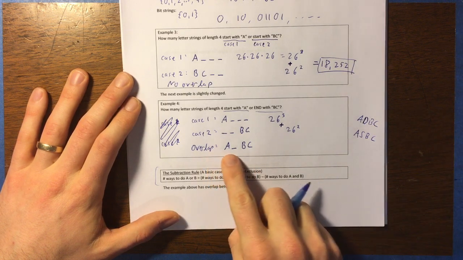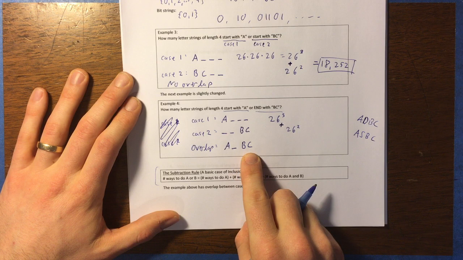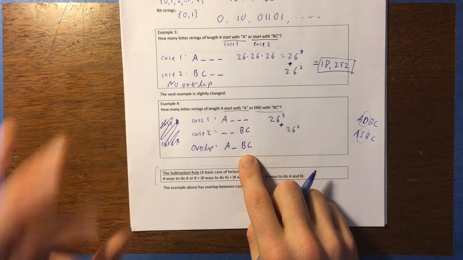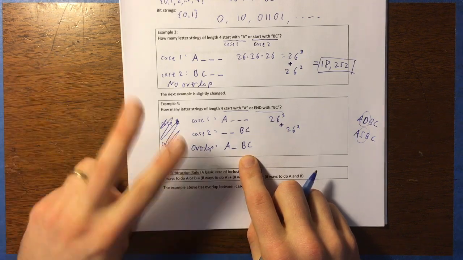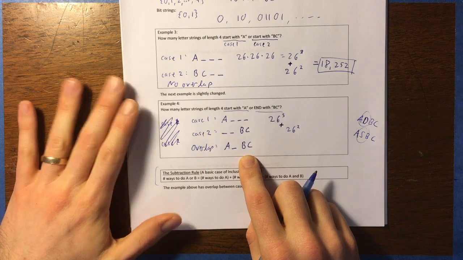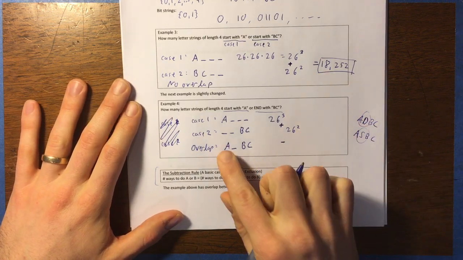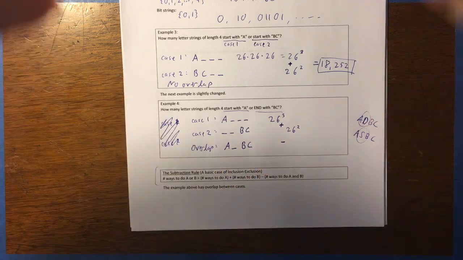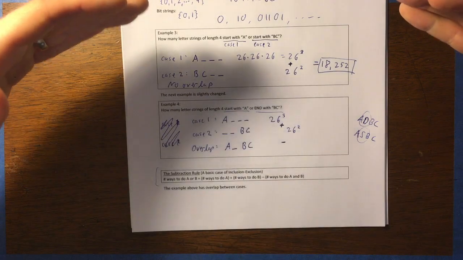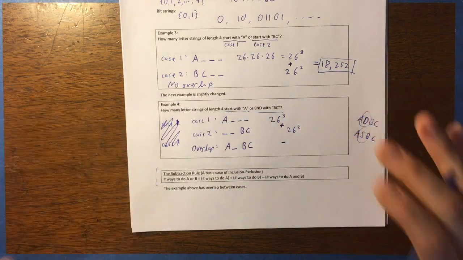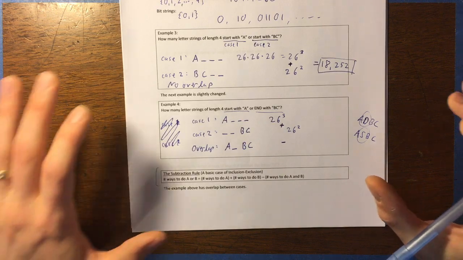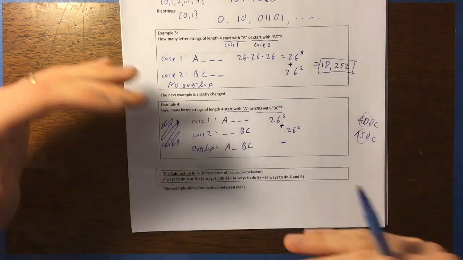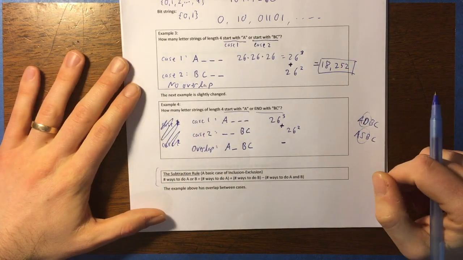In fact, any string of the format A blank BC, where the blank is filled in with whatever letter you want, each and every one of those strings is counted exactly 2 times so far. So what I need to do is subtract off one copy of each of those strings in order to bring it back down from double counting those strings to single counting those strings, and then I will have the exact correct number of strings. So I'm adding together case 1 plus case 2 minus the overlap to account for this double counting that we have done and bring it back.